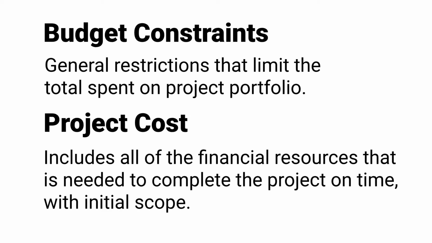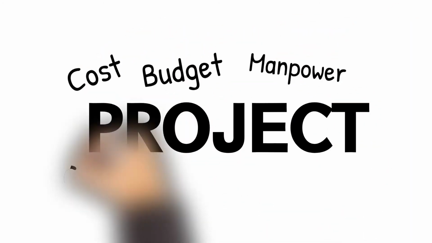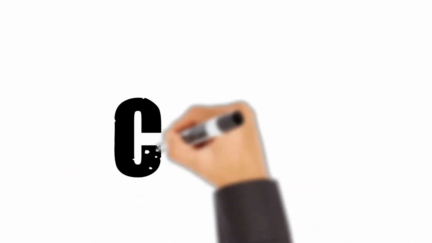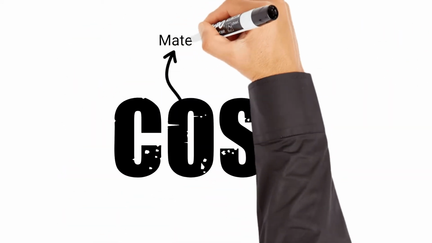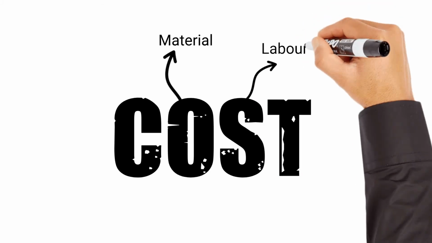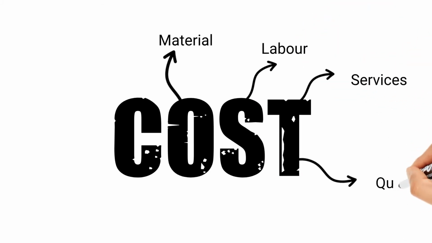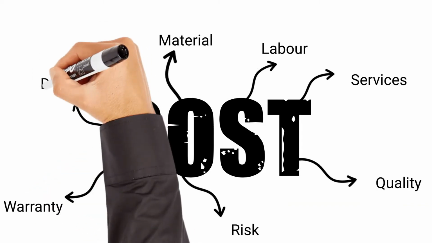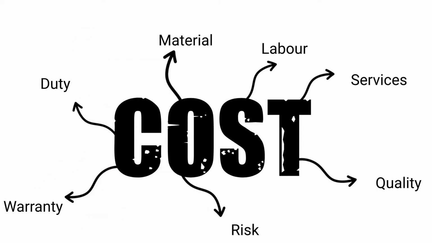The cost of the project, often dubbed as project budget, includes all of the financial resources that are needed to complete the project on time, with initial scope. Keep in mind that cost does not just mean money for materials and labor. It encompasses costs for services, subcontracting, quality, risk provision, licenses, warranty, duty, fees, and travel as well. Satisfying the budget constraint requirements is the project's ultimate success.